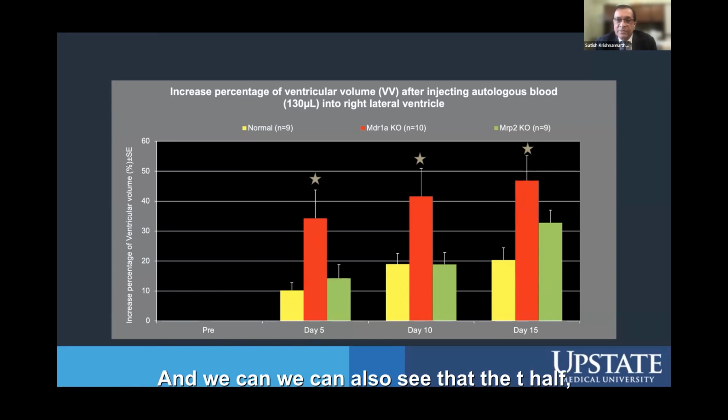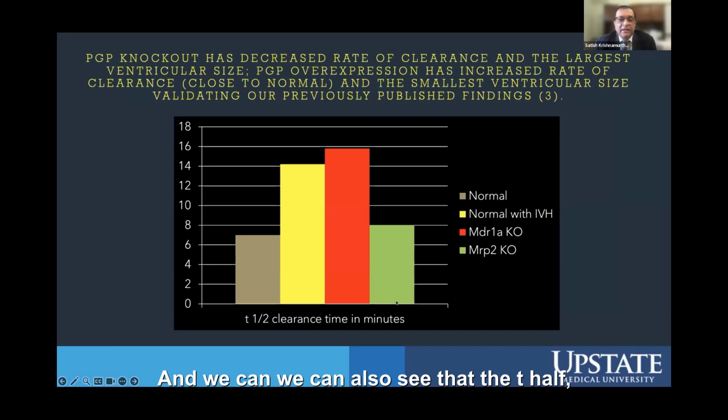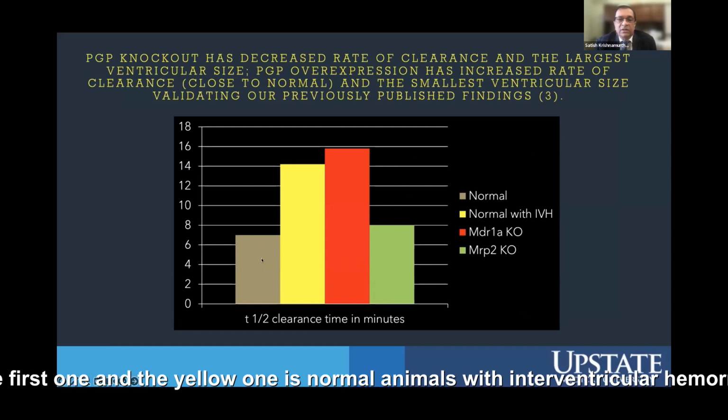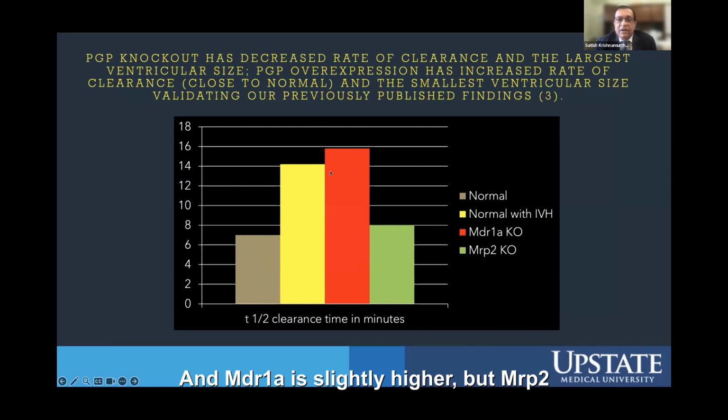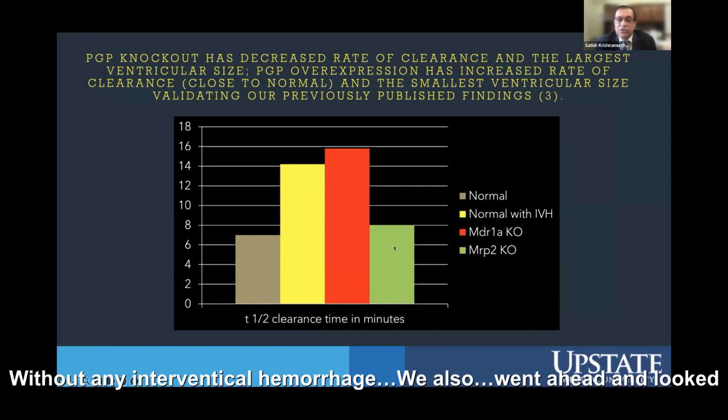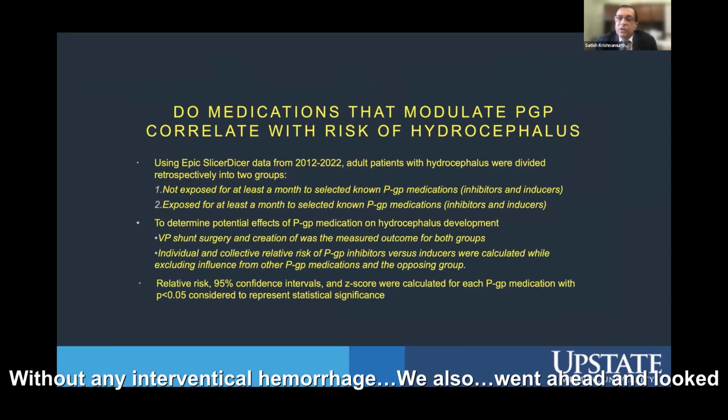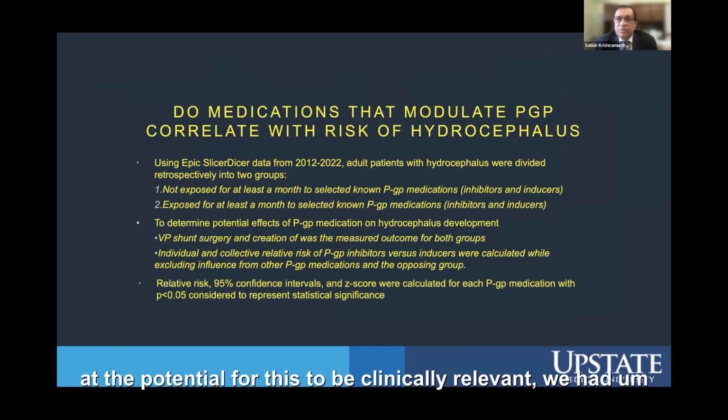For P-glycoprotein enhancement, we can also see the T-half. The first one is normal, and the yellow one is normal animals with intraventricular hemorrhage who get hydrocephalus, and the T-half is increased. MDR1A is slightly higher, but MRP2 gets the T-half closer to normal without any intraventricular hemorrhage. We also went ahead and looked at the potential for this to be clinically relevant.